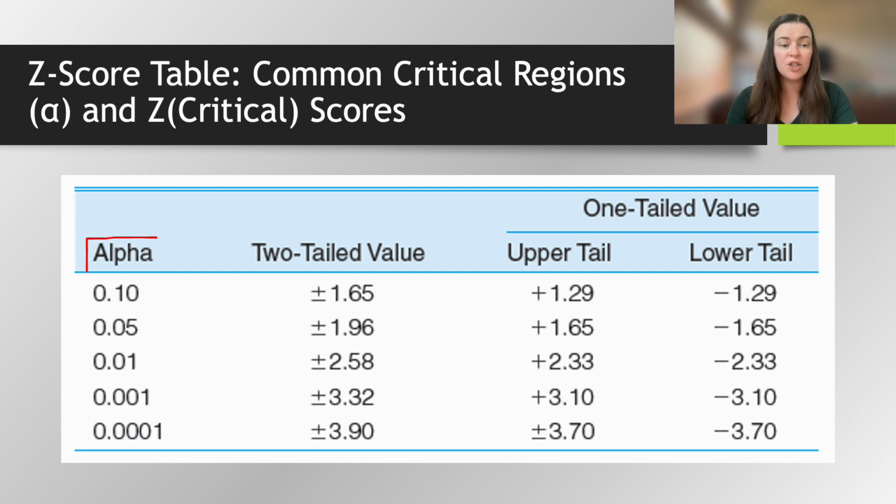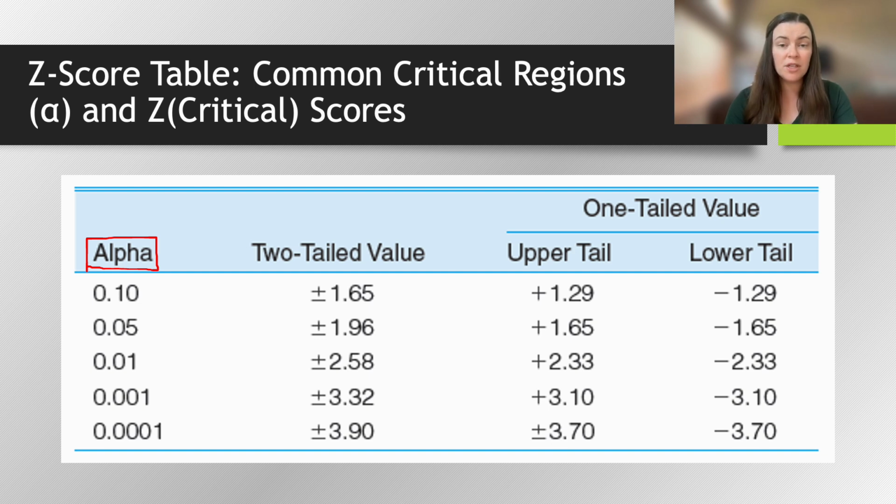I will never ask you about any other alpha scores beyond these 5, so take particular note of this as you move forward on problem sets and future quizzes. Why it's important for us to determine whether we're using a one-tailed or two-tailed test is because our z-scores are going to be slightly different in our critical regions depending on whether it's a one-tailed or two-tailed test.